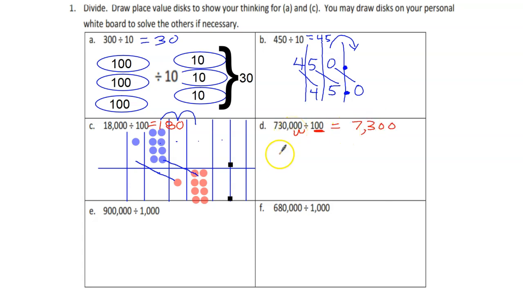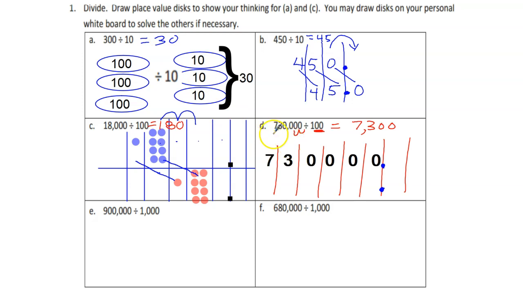And here's how that's going to look. I'm going to put my number on a place value chart. Bear with me. All right, so now we have our 730,000. It's 1, 2, 3, 4 zeros in my dividend. So now I have that 730,000 on my place value chart. So now what we're going to do is we're just going to move it. We're going to divide by 10 and then divide by 10, which is divide by 100, right? Divide by 10 twice is equivalent to dividing by 100.